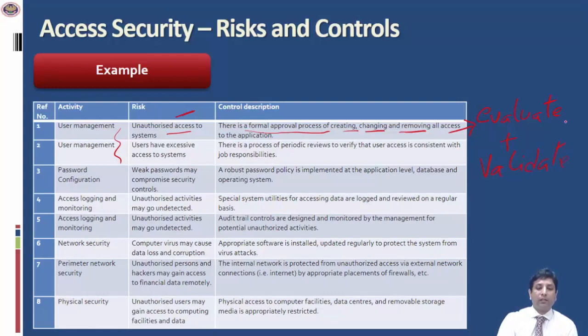We need to validate or test whether the control is working throughout the year. Next risk would be users have excessive access to the system. That means users could have access which is over and above what is required to perform their job responsibilities. In this case, the control which is implemented is a periodic review to verify that user access is consistent or commensurate with the job responsibilities.